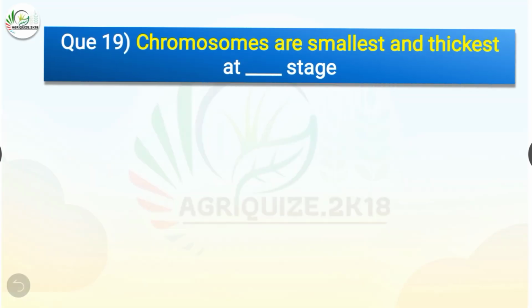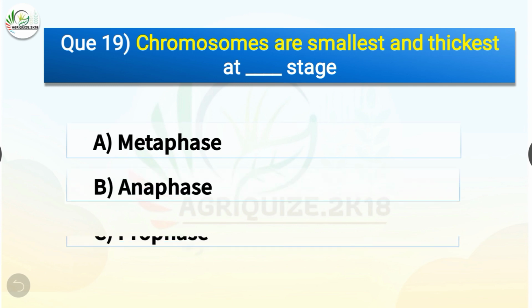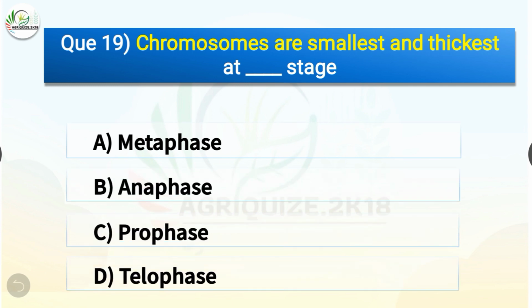Question number 19. Chromosomes are smallest and thickest at dash stage. The options are metaphase, anaphase, prophase or telophase. The correct answer is option A, metaphase. So chromosomes are smallest and thickest at metaphase stage. So the best cell division stage to observe the shape, size and number of chromosomes is the metaphase. The chromosomes appear shortest and thickest during this phase and are arranged at the equator.